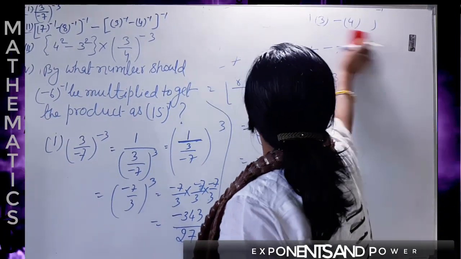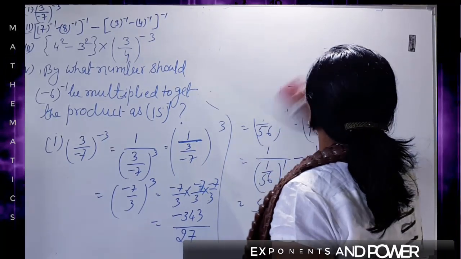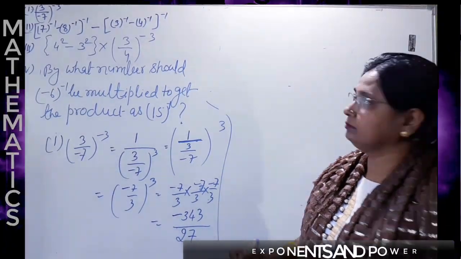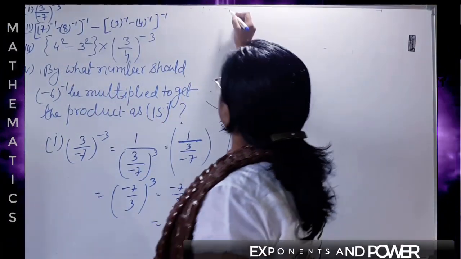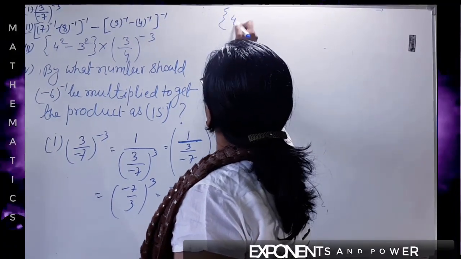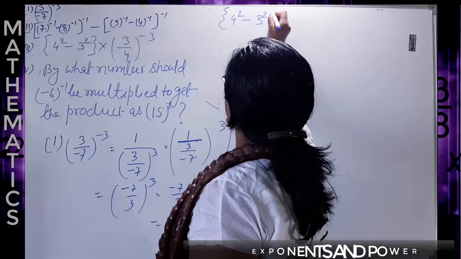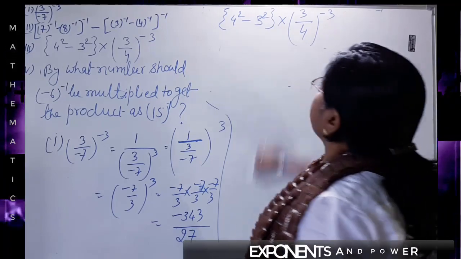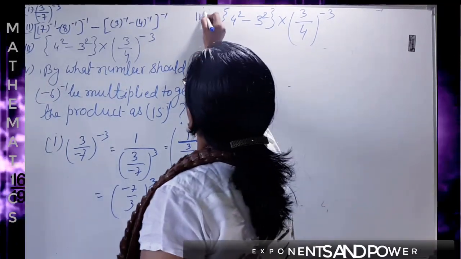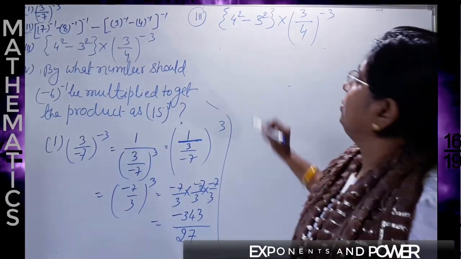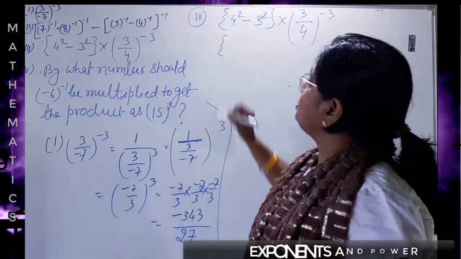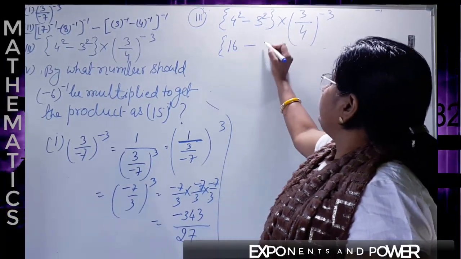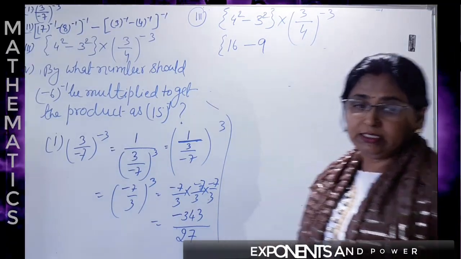The written third number is: first I am writing the question, 4 square minus 3 square into (3 by 4) whole to the power minus 3. 4 square means 4 fours are 16. 3 square, 3 threes are 9.